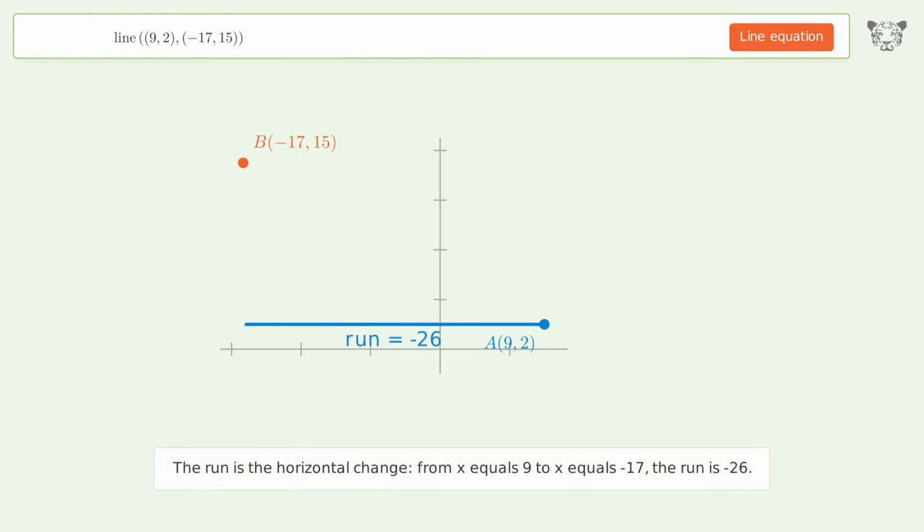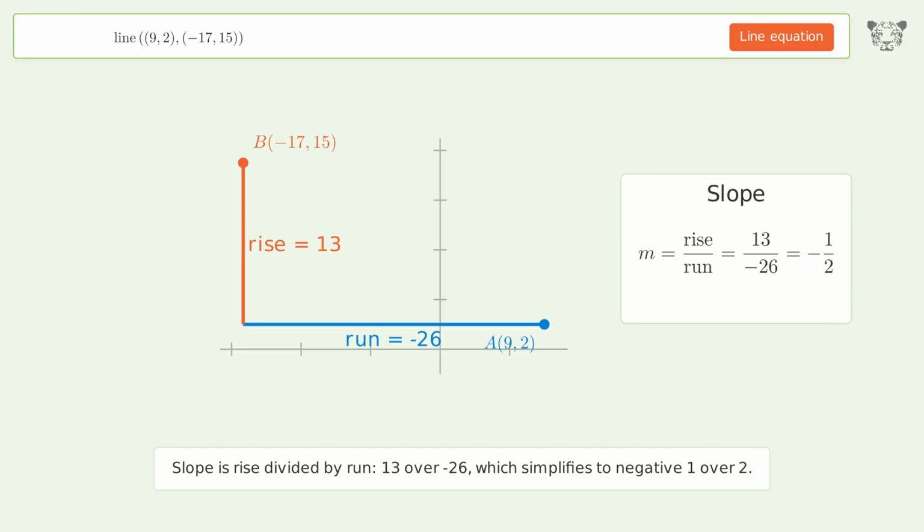The run is the horizontal change, from x equals 9 to x equals -17, the run is -26. The rise is the vertical change, from y equals 2 to y equals 15, the rise is 13. Slope is rise divided by run, 13 over -26, which simplifies to -1/2.